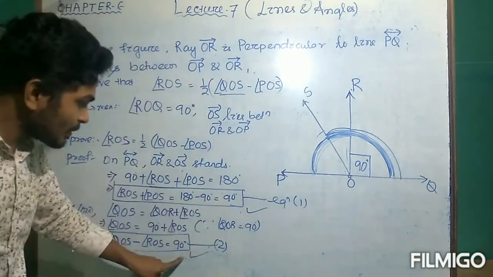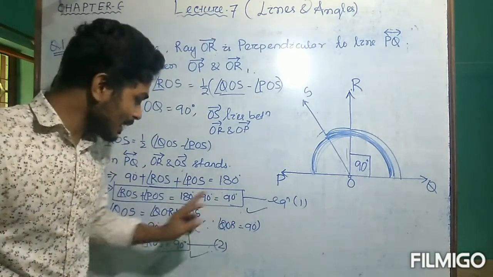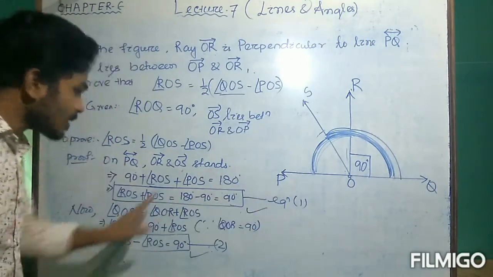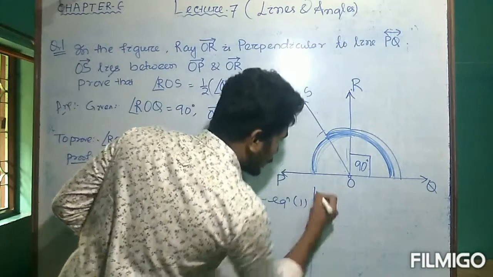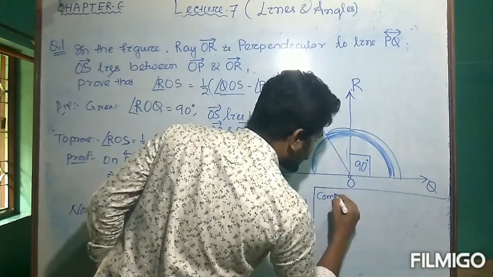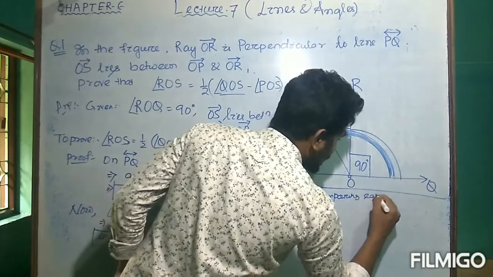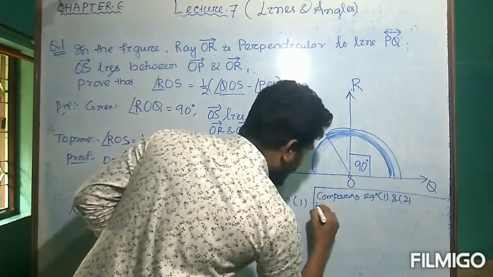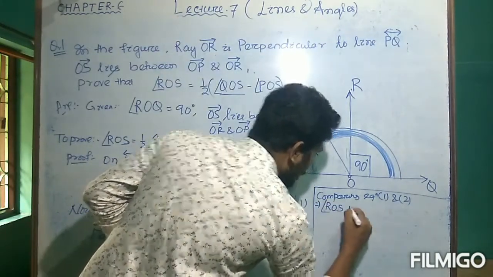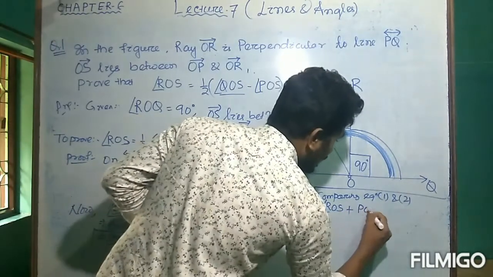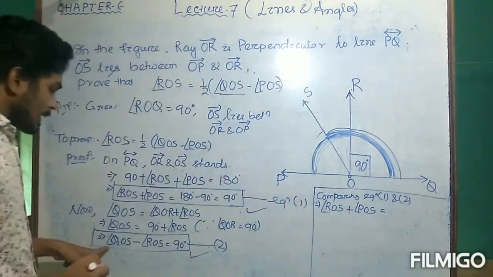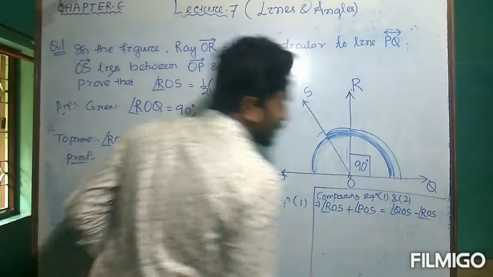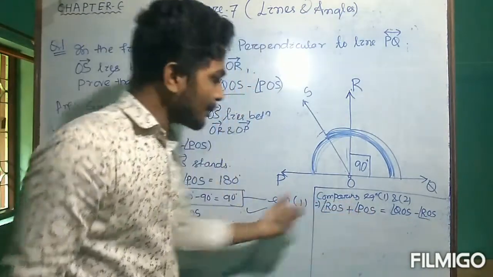You can see in equation 1 and equation 2 the right hand side are equal. This is also 90 degree, this is also 90 degree. That means we can write that the LHS of equation 1 is equal to LHS of equation 2. Okay. So comparing equation 1 and equation 2, we get the LHS is ROS plus POS is equal to QOS minus ROS. Okay, these two LHS will be same.